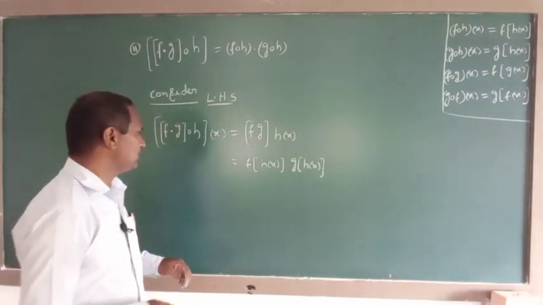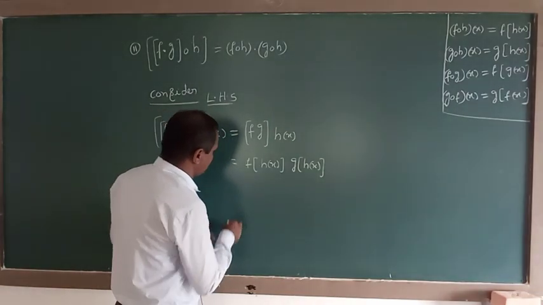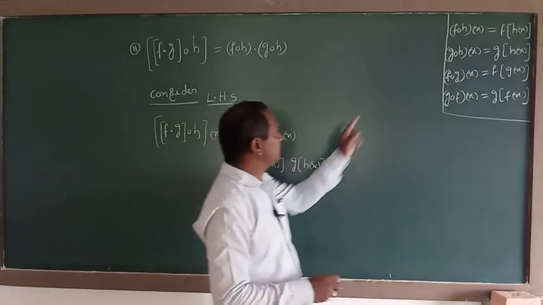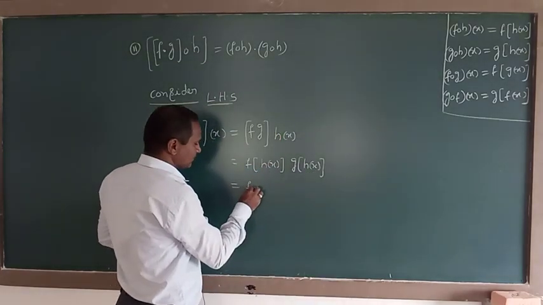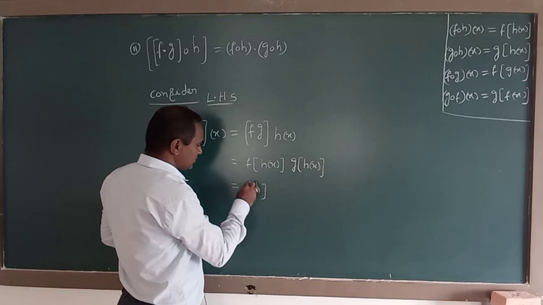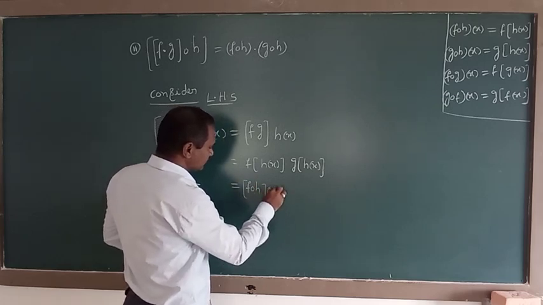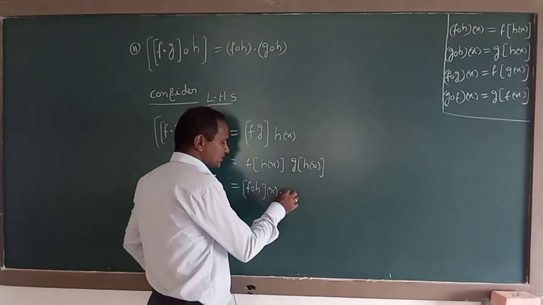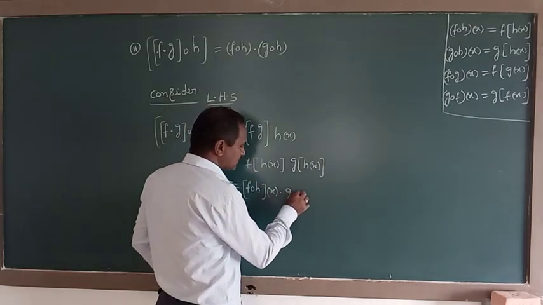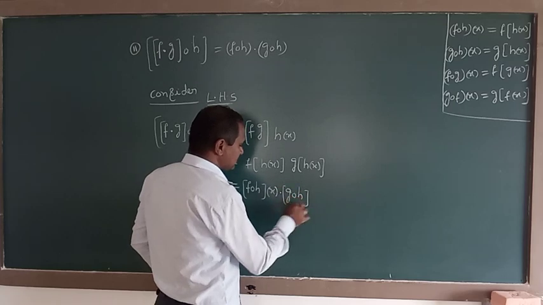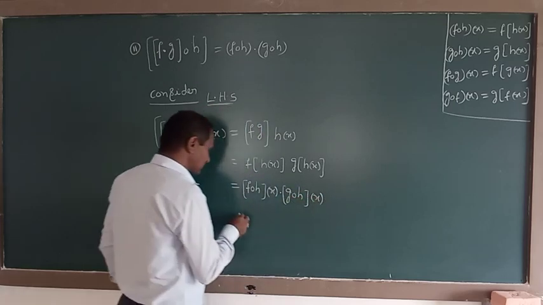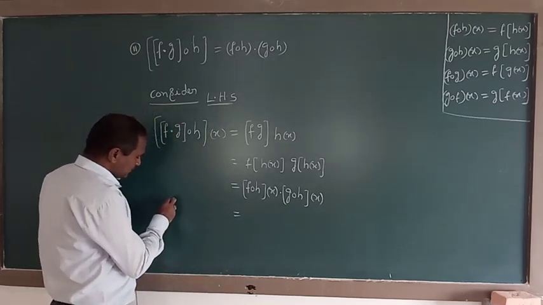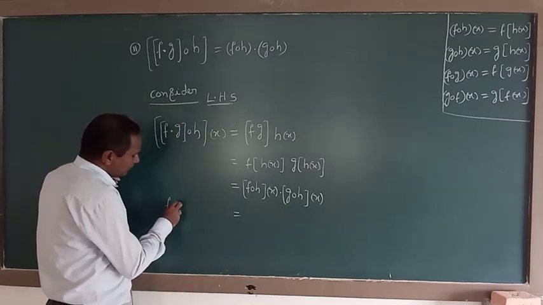According to that, we can write f of h of x. For f of h of x, we can write f circle h of x. For g of h of x, g circle h of x. We can take common in case of functions also. That's what we can write like this: f into g.